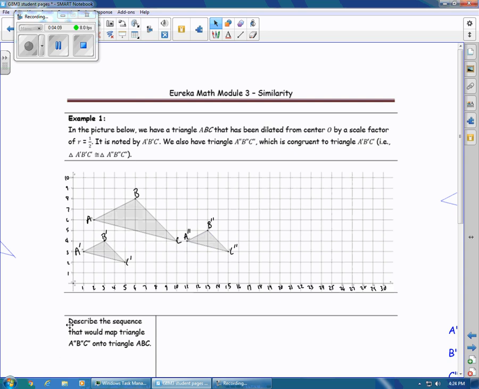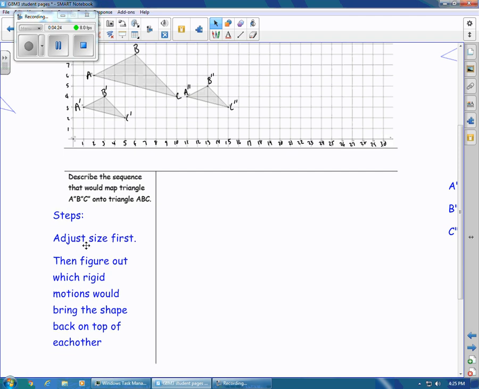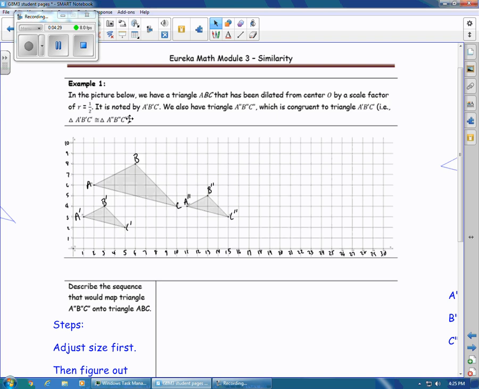So now it says, describe the sequence that would map triangle A prime, B prime, C prime back onto this original one. So how are we going to tackle this? Let me just give you a couple of steps. The way to do this is you adjust the size first, because usually you won't know what rigid motion got you there, so you can't just back it up. So we're trying to prove that this one is similar to this one. We're going to adjust the size first.